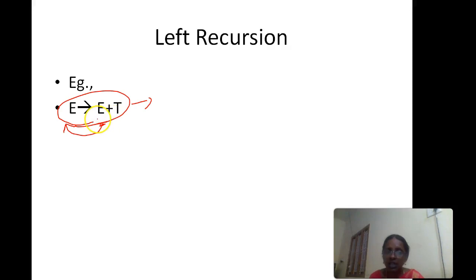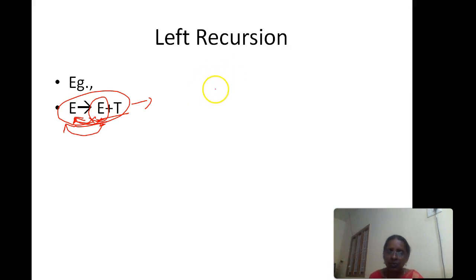I repeat once again: the leftmost symbol of the RHS, I mean the body of the production, is the same as the head of the production. If it is so, then this production is said to be a left recursive production and the grammar is said to be a left recursive grammar. So here E is the leftmost symbol of the production body, and it is the same as the head of the production, right? So how can we eliminate this left recursion? Let us see in this video.